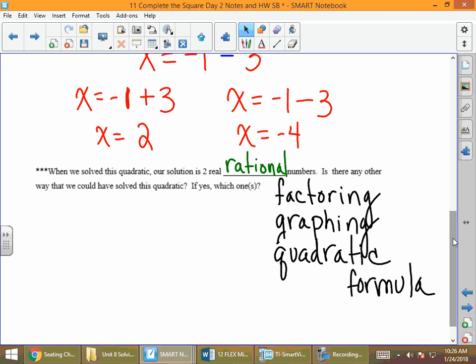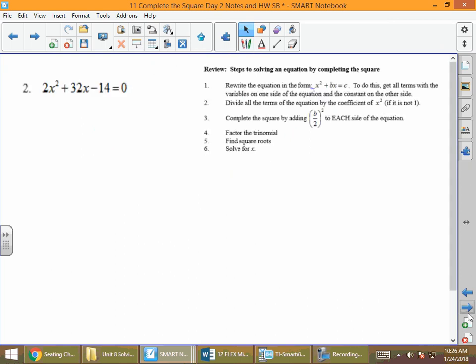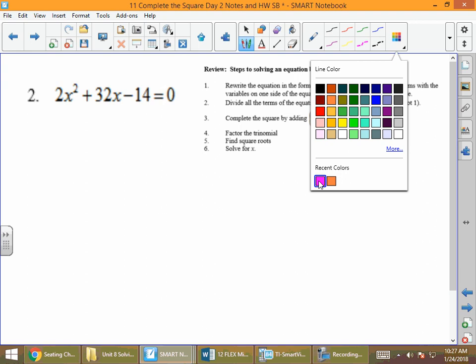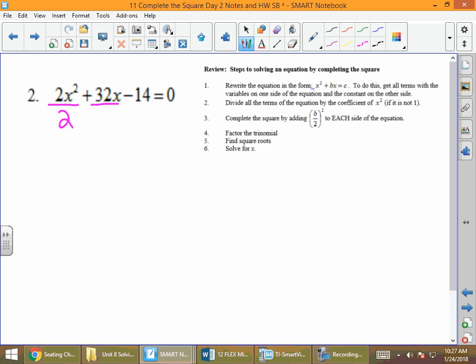But as we turn our paper over, what I want to primarily stress today is that when we use the complete the square method, we cannot have a number in front of the x squared term. In this particular case, we have a 2 in front of the x squared term. Let's not have a 2 in front of the x squared term. So let's divide everything by 2. That's step 2 in our list, which I tend to do first.